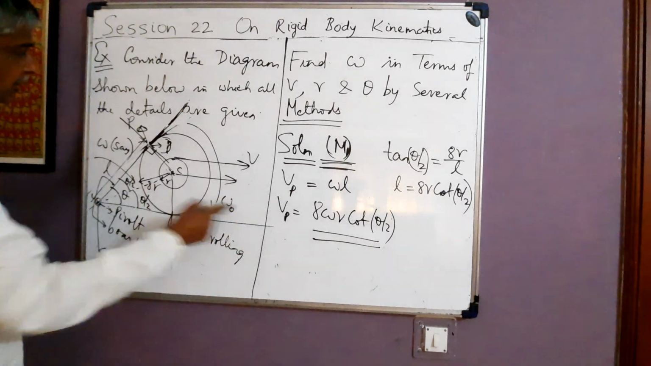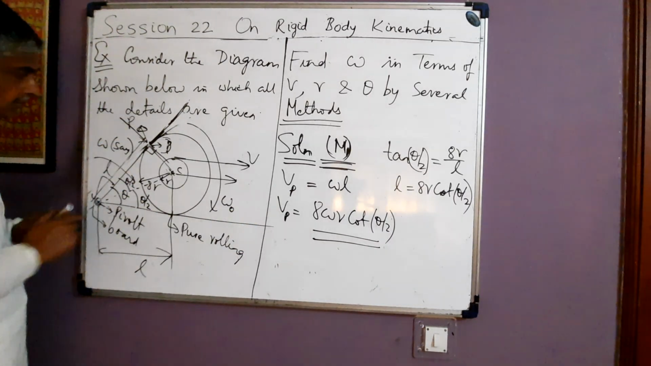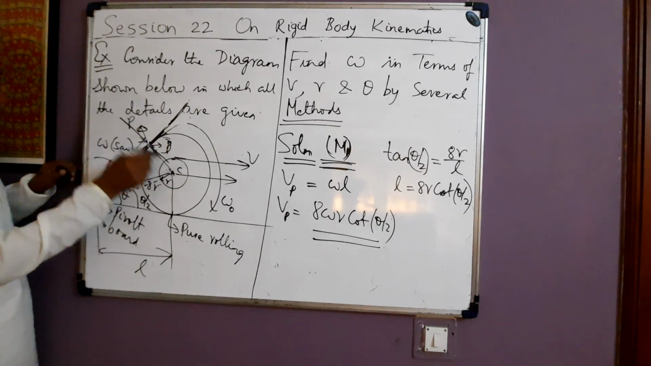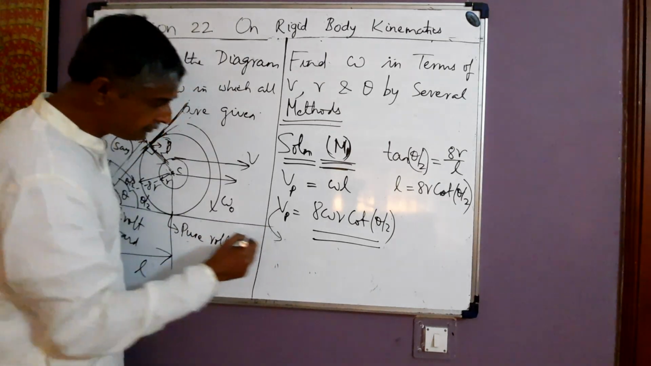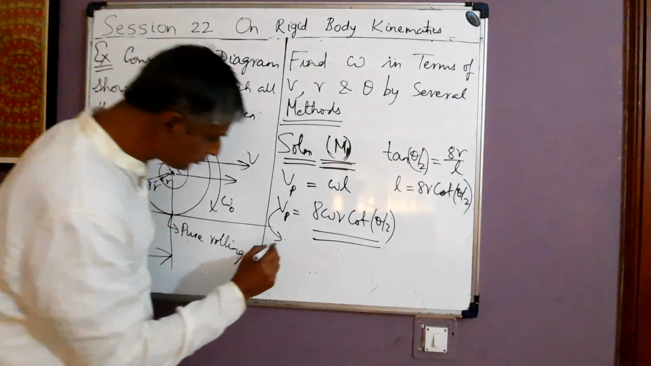The velocity of this point P is normal to the radius joining P and the pivot, that is the line joining P and the pivot. So the velocity of P should be along the common normal. This Vp itself is along the common normal at the contact point of P and D.